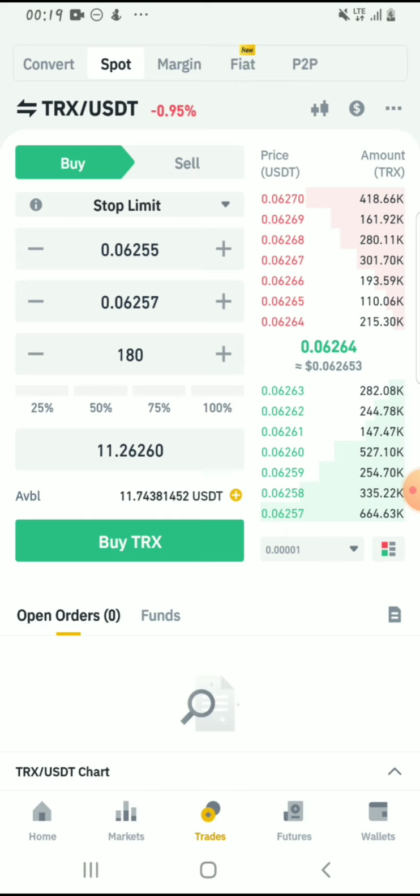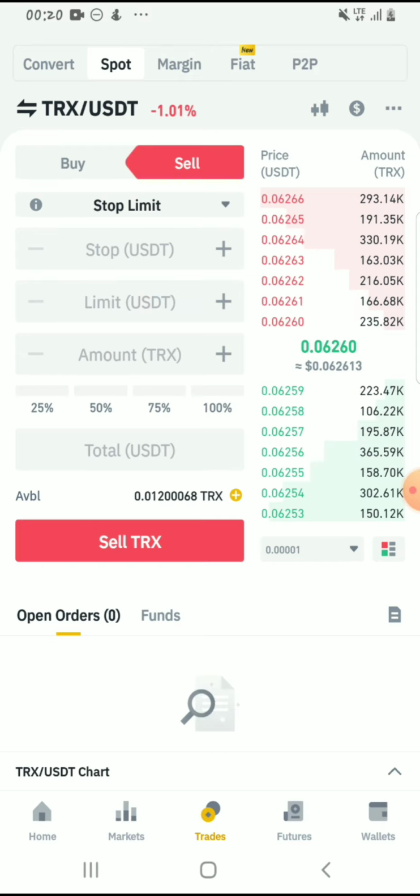So this stop limit is a conditional order, in the sense that you have already placed it. If the price drops to 0.06255, the exchange should buy the TRX for you at $0.06257. Once I click on buy TRX, the order stays there, and once the price of TRX retraces to 0.06255, my order will be completed immediately, and I have my 180 pieces of TRX in my spot account.